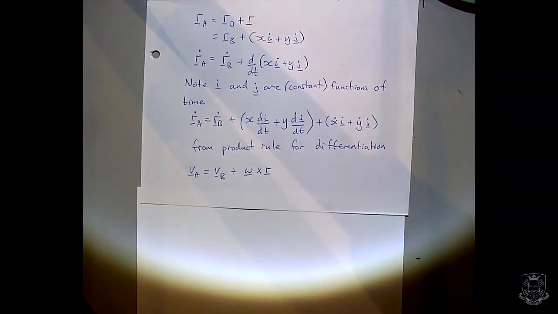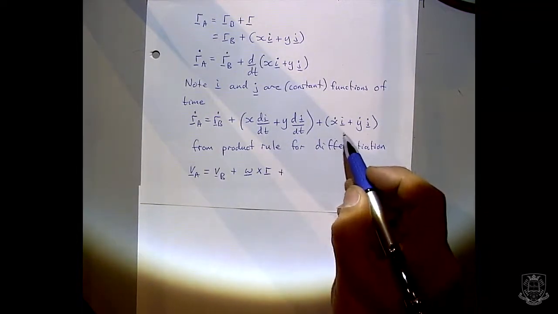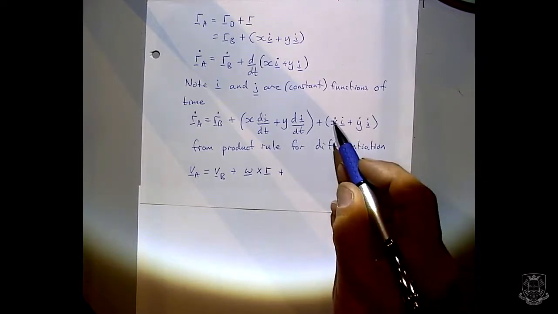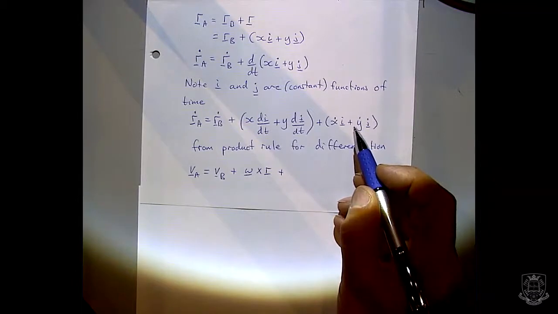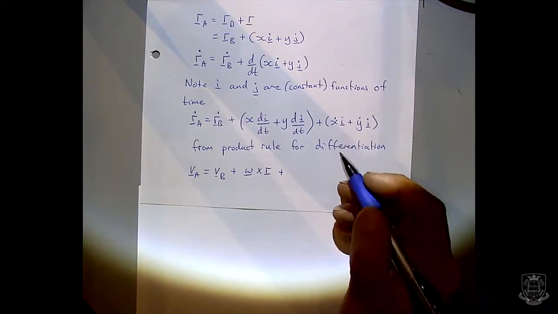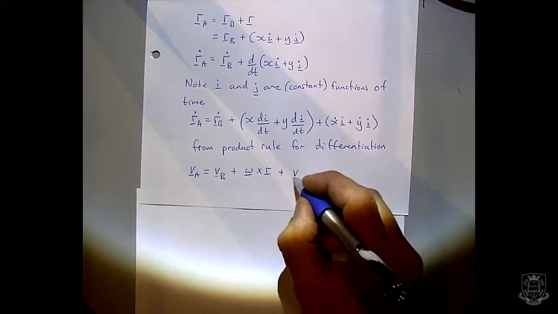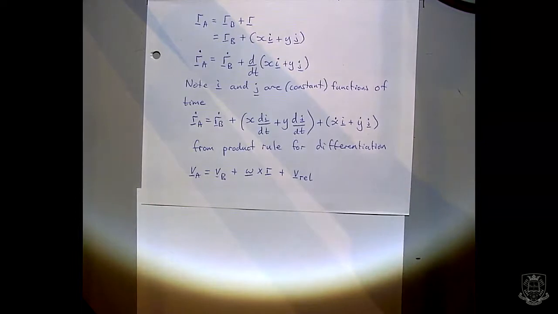And if you're not sure how that comes about, just pause for a minute and we'll come back to it in a second. And then this term up here, this bracket here, is basically just the velocity of the components in the rotating axis frame. So we call that V relative, V subscript REL. That just means the relative velocity within the frame that's rotating.